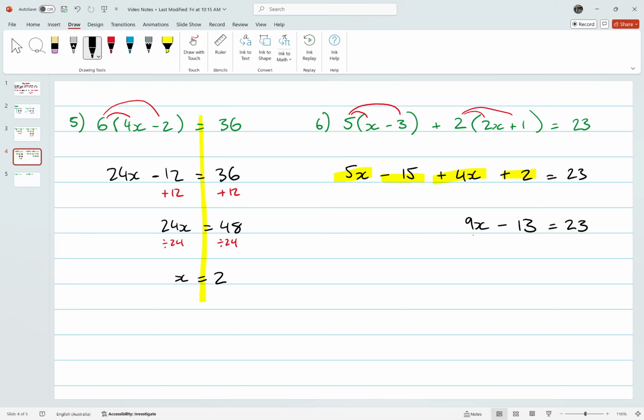So now I need to decide, should I get rid of the 9 or the 13 first? I'm going to get rid of the 13 because it's furthest away from the x. So plus 13, plus 13. So I have 9x equals 36. And lastly, I want to divide by 9, divide by 9. x equals 4.